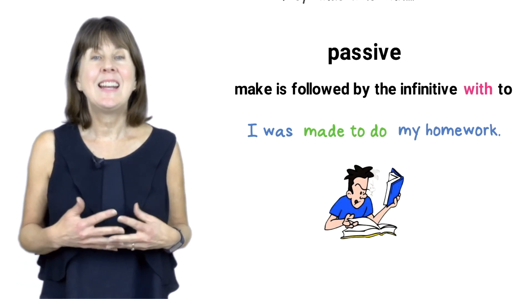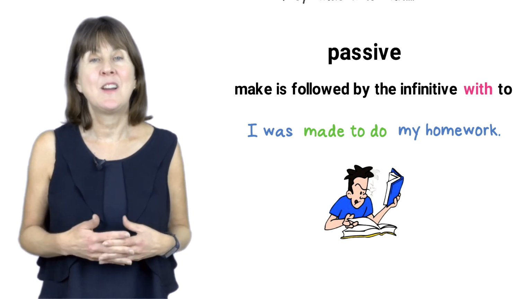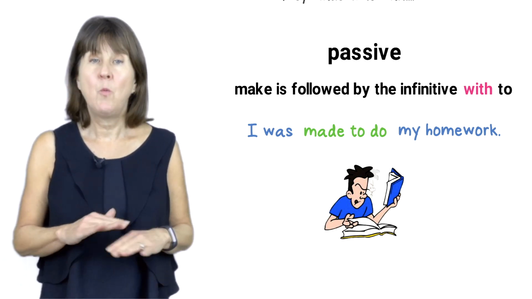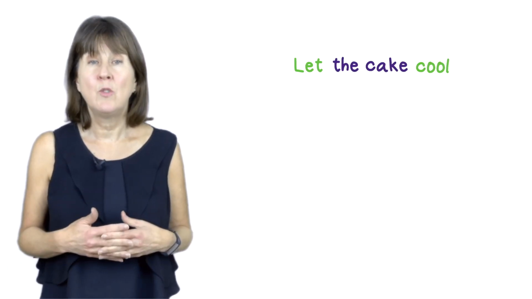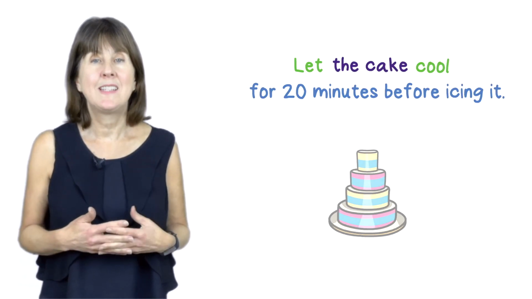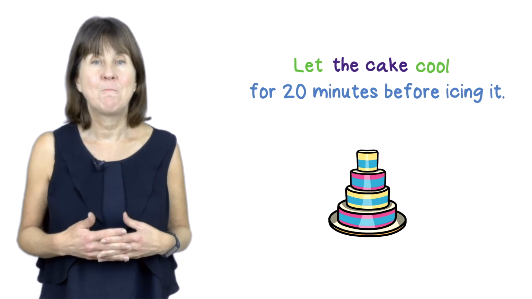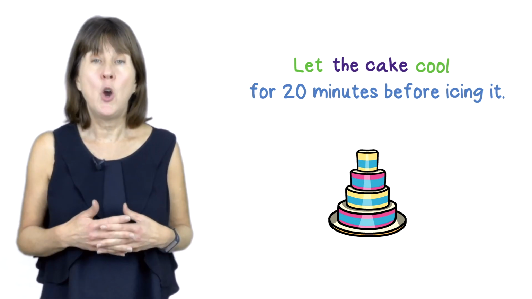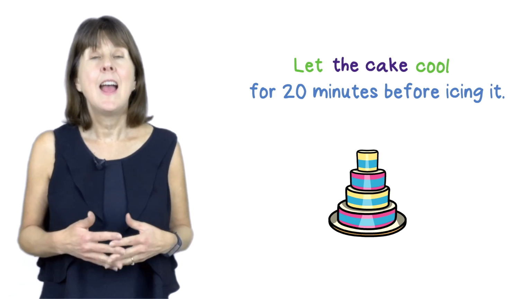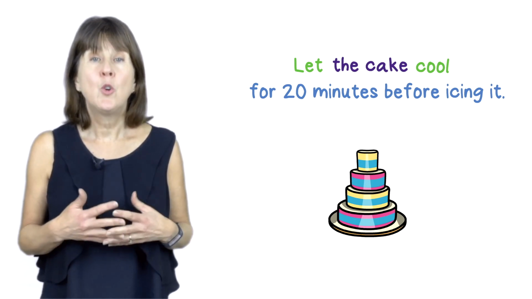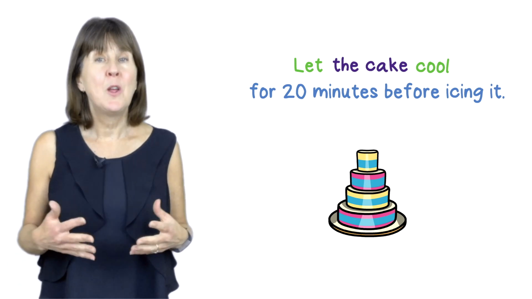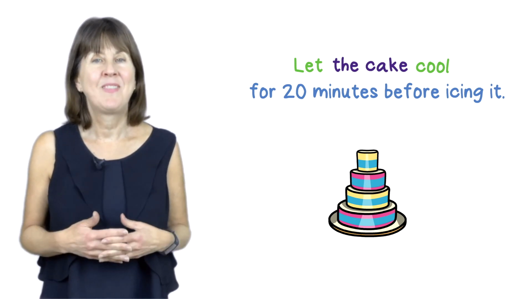Now let's look at let. Here's an example of let followed by the infinitive without to. Let the cake cool for 20 minutes before icing it. So here, let is followed by the object, the cake, and the verb cool. That's the infinitive of the verb to cool without the to.